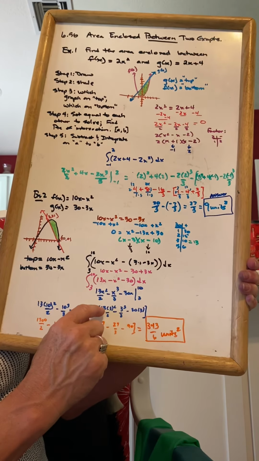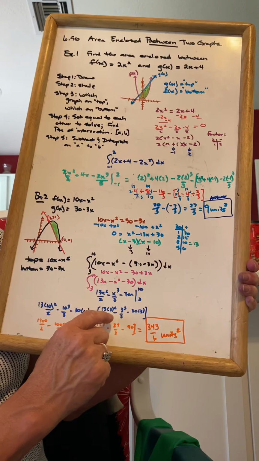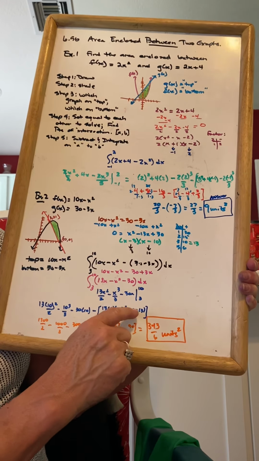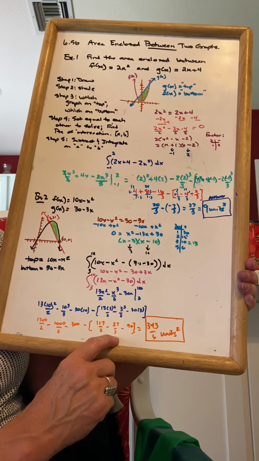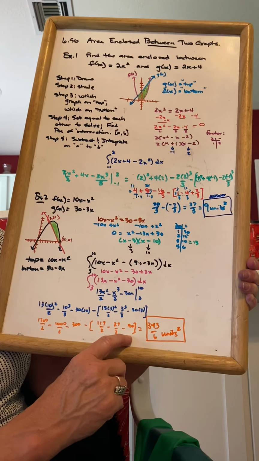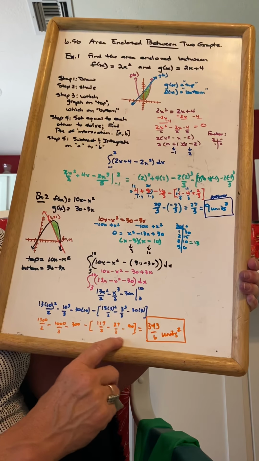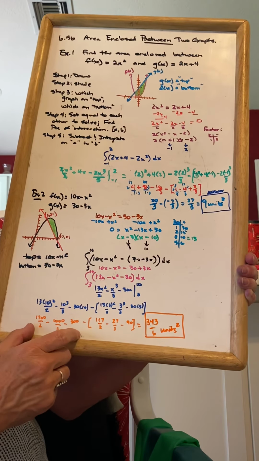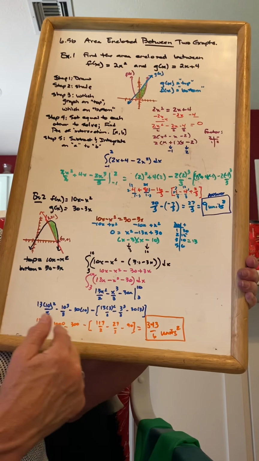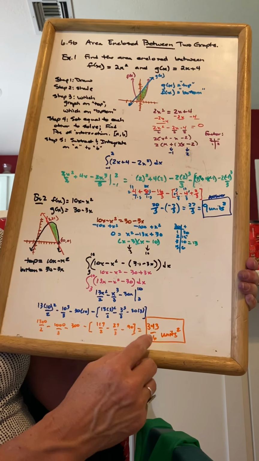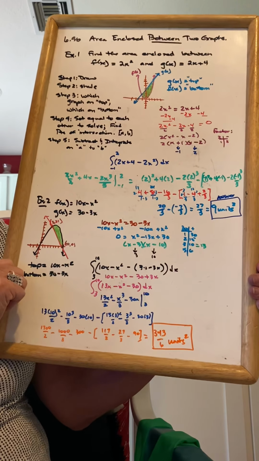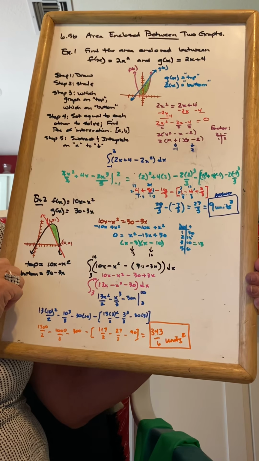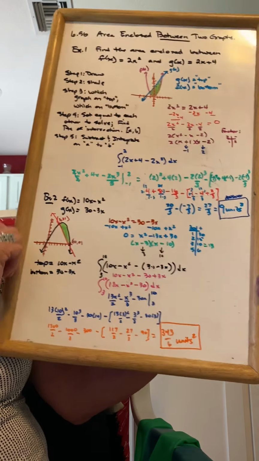So I have 13 times 3 squared over 2 minus 3 cubed over 3 minus 30 times 3. I get 117 over 2 minus 27 over 3 minus 90. Yes, you can use your calculator. I do the math there. I take this math minus this math, and notice I did it all in my calculator with parentheses, and I got 343 over 6 units squared. Do I have any questions? All right, let's go to the next problem.